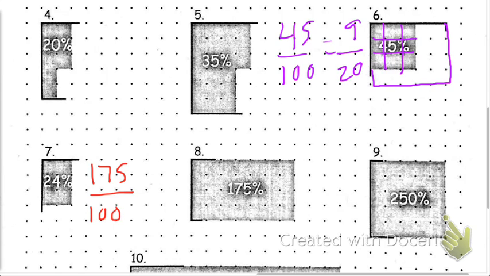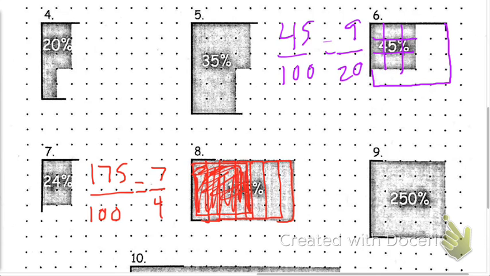So 175 out of 100 is the same as, if I divide those both by 25, it's the same as 7 out of 4. So notice I can split this into 7 equal pieces. 3, 4, 5, 6, 7. But if you want to shade 100%, that would be 4 out of 4. So this would be right here, 100%. Right there.